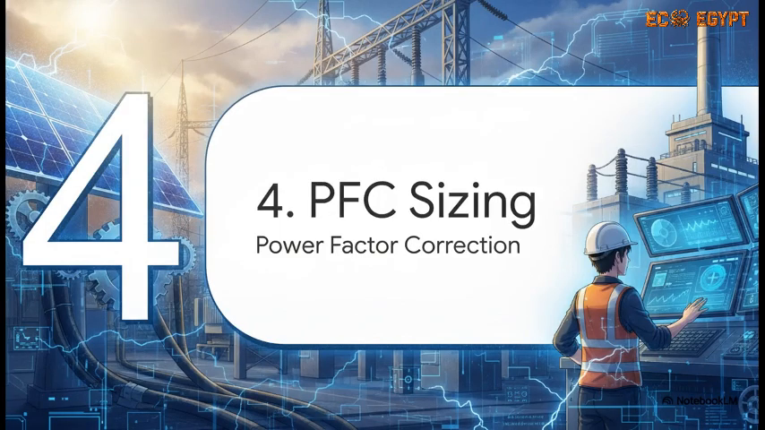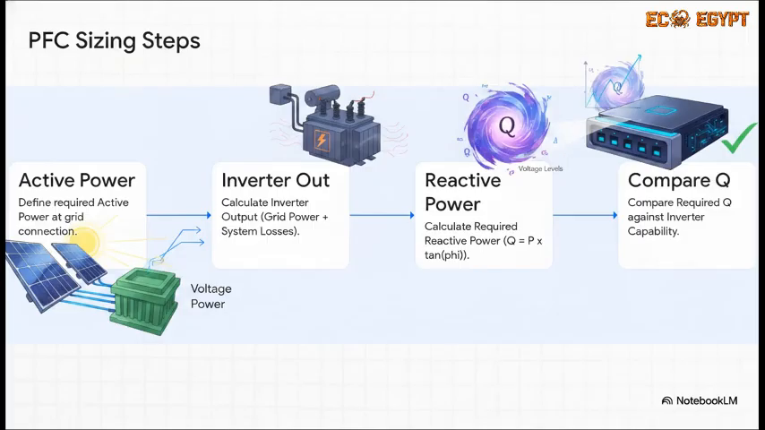Section 4. Power Factor Correction Sizing. Now this topic right here, this is what separates the amateurs from the pros. When you're connecting a massive power plant to the national grid, you aren't just pushing raw power. You've got to play nicely with the grid's rules. We have to ensure our plant provides not just active power, the stuff doing the actual work, but also reactive power, which the grid desperately needs to maintain its voltage levels.